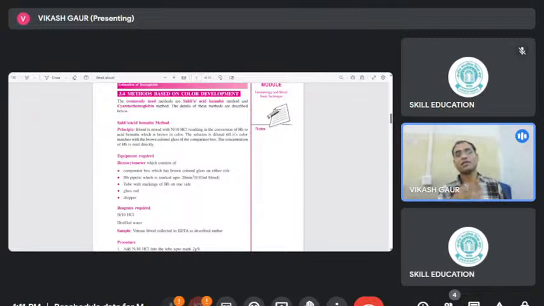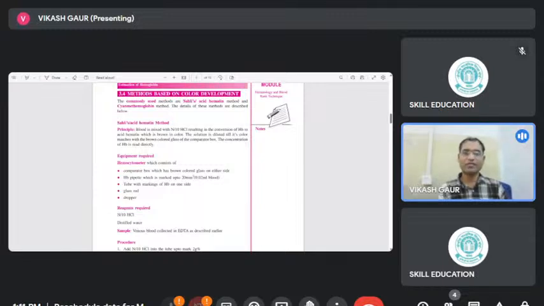What is the principle of the Sahli acid-hematin method? Blood is mixed with N/10 HCl, resulting in the conversion of Hb to acid hematin, which is brown in color. The solution is diluted till its color matches with the brown colored glass of the comparator box. The concentration of Hb is read directly.